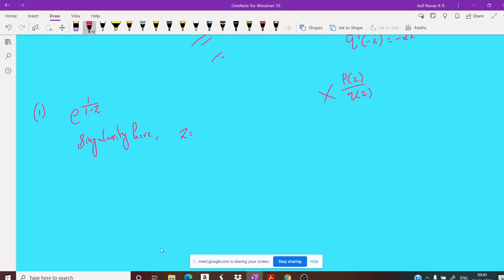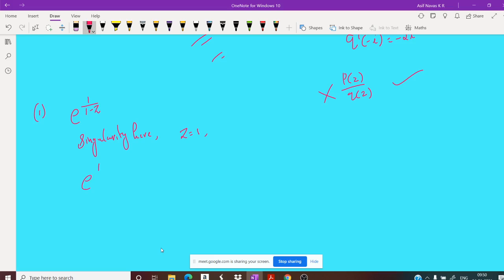Anybody? What is the singular point here? Where is the function not analytic? The denominator is of the type e raised to something, 1 by 0, which is not defined. So when it becomes 1 by e raised to 1 by 0, for what value of z? What is the singularity here? z equal to 1. Okay. So we cannot use this type of formula because it's not a rational function. So the only method is to find the Laurent series expansion.